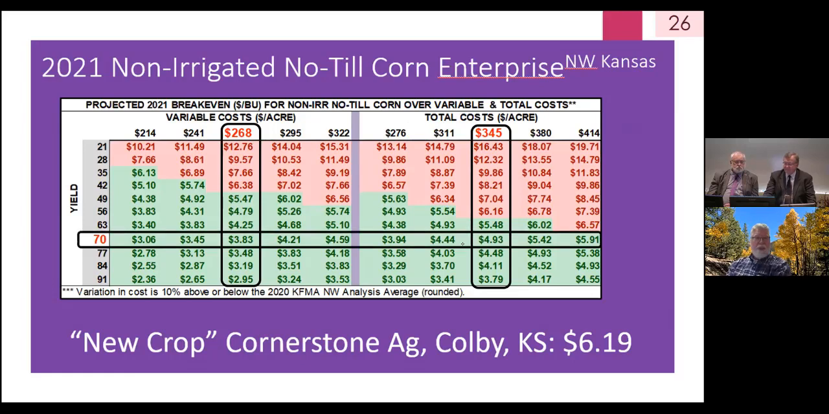But now we go to dryland production in Northwest Kansas. Same premise, no-till dryland corn, 268 variable cost, 345 per acre total cost. Average yield was 70. Our 5-year average yield's over 100 bushel. So we got burned with dry weather. And the weather patterns, you could see it in those maps I showed earlier, that we're still struggling. We don't have great subsoil moisture. The other parts of the state look much better. But at 70 bushel yield, we can cover our total cost.